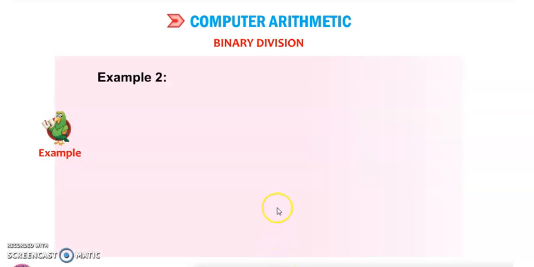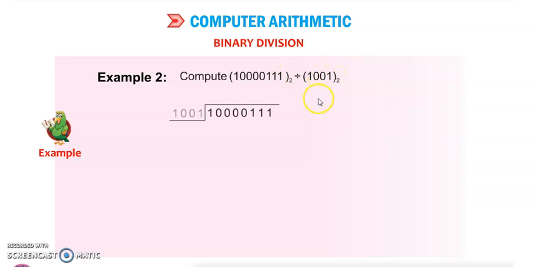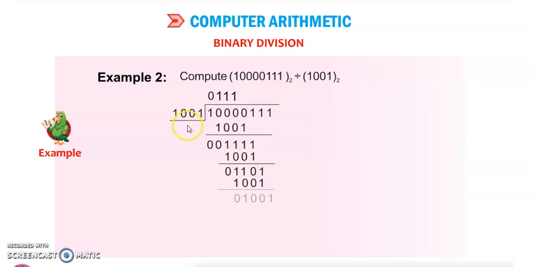Now take the second example. We have to divide 100000111 by 1001. This can be a little bit tricky, so you have to understand it well. Okay, I will explain it to you.